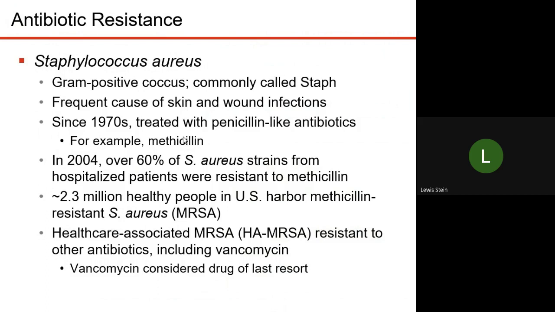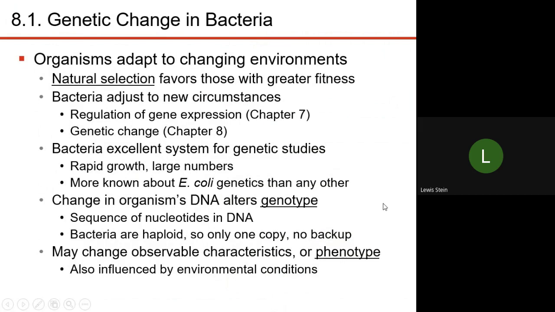And first, 90% were susceptible to penicillin. Now, by 1970, 90% were not susceptible. So we started using methicillins, and now look at that number. 2004, 60% of strains from hospitalized patients were methicillin resistant. 2.3 million. This is not necessarily new data. This is probably 6-year-old data. It's scary. That's the genetic fragility of bacteria that's so important.